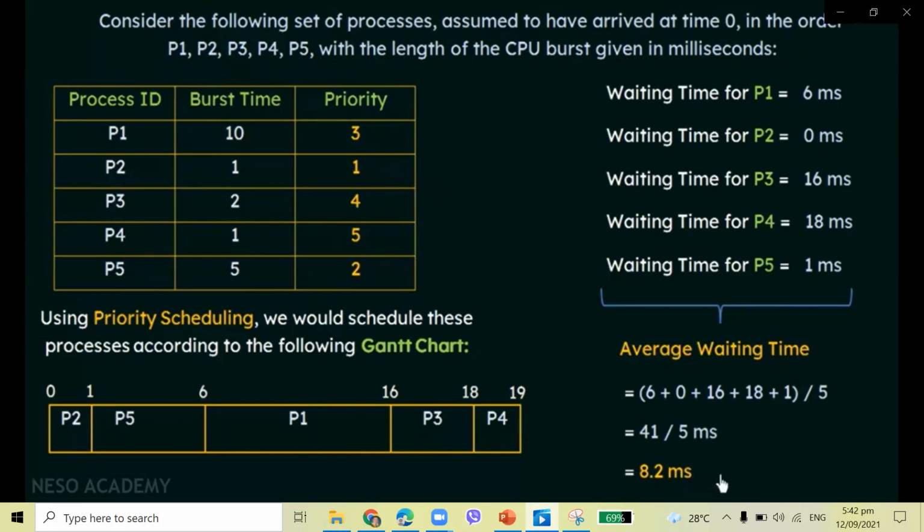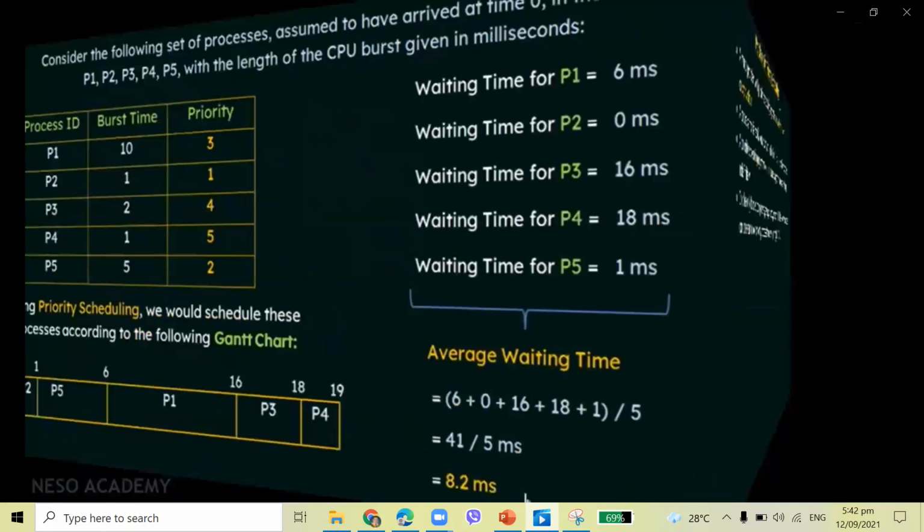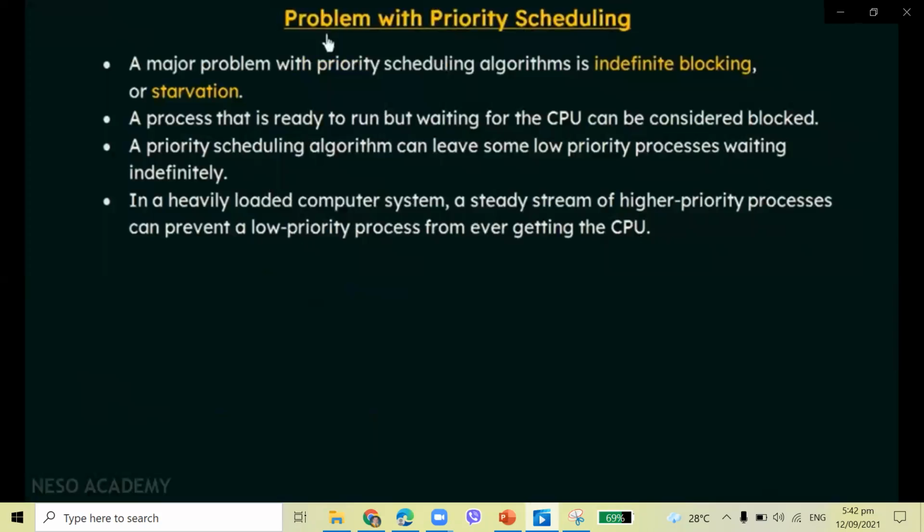Alright, so now we have seen how this priority scheduling works. We have seen that so far it is very good, but is there any problem that we have with this priority scheduling? Can you guess about any problems that could occur if we follow this priority scheduling? So here is a problem that we have with this priority scheduling. A major problem with priority scheduling is indefinite blocking or starvation. So what do we mean by indefinite blocking or starvation?